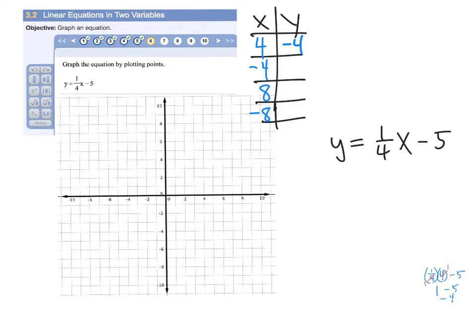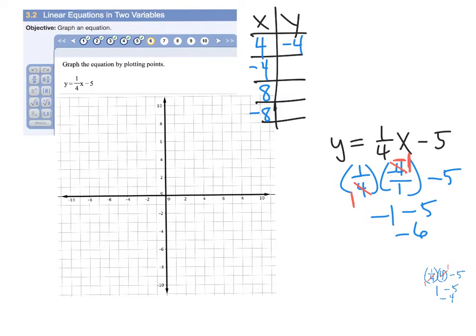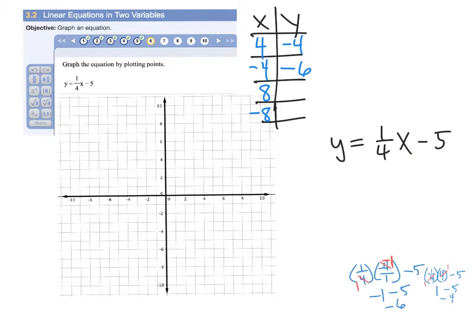All right, so now we're going to do x is equal to -4. So you've got 1/4 times -4. And if you wanted to, you could put -4 over 1 minus 5. And that might help people understand a little bit better. So -4 and 4 are replaced by -1 and 1. And so that ends up being -1 minus 5, which ends up being -6. So that tells us that y is -6. And I can move this and get it out of the way.